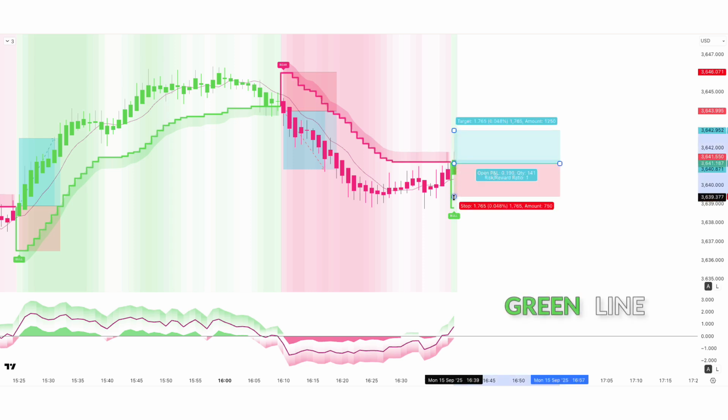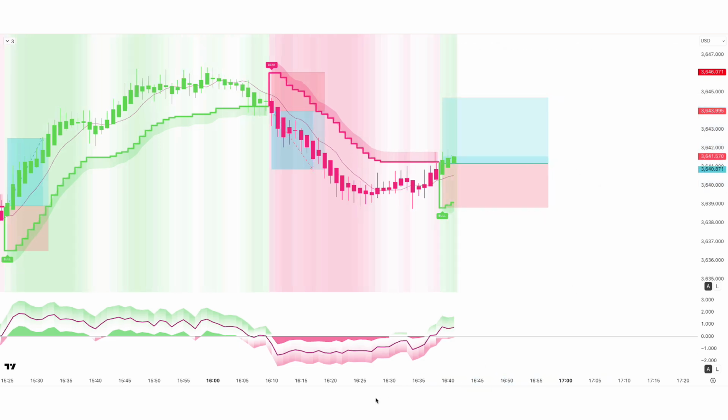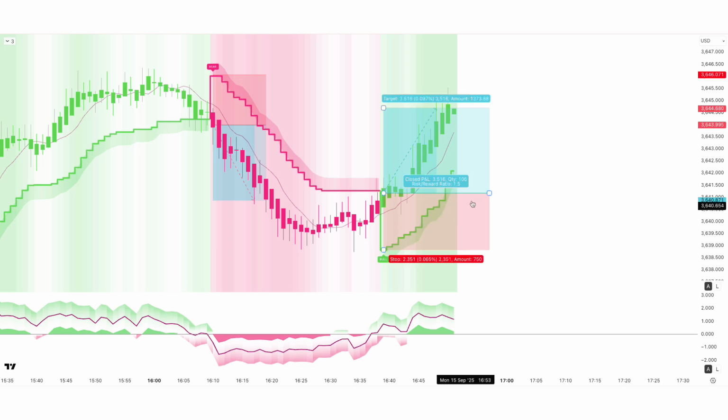Our stop loss is to be placed at the green line, and the risk to reward ratio will be 1 is to 1.5. Let's see what happens to our trade. We have won the trade. Let's find the next trade.